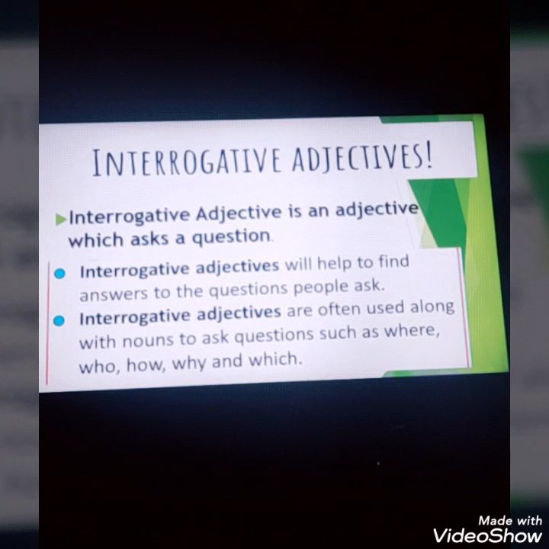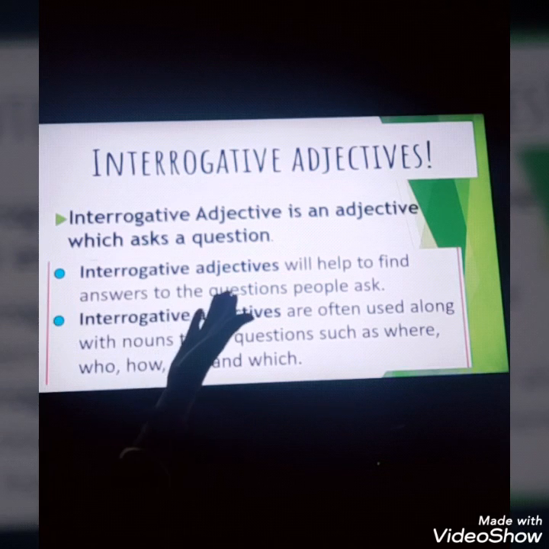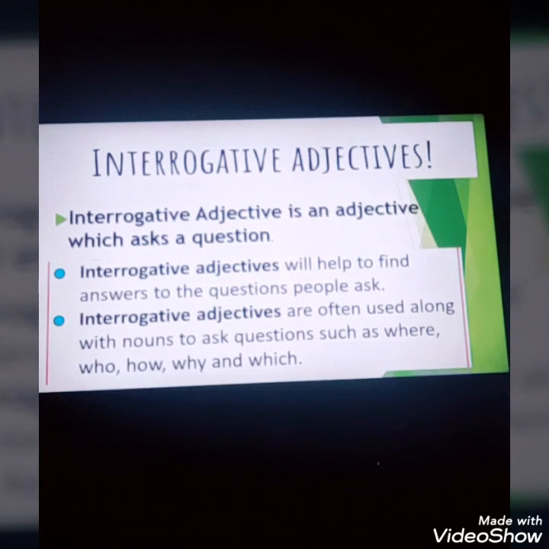Interrogative adjectives help to find answers to the questions people ask. They help to frame a question, and when you frame the question, people can easily give you the replies, the answers. Interrogative adjectives are often used along with nouns to ask questions such as where, who, how, why, and which.